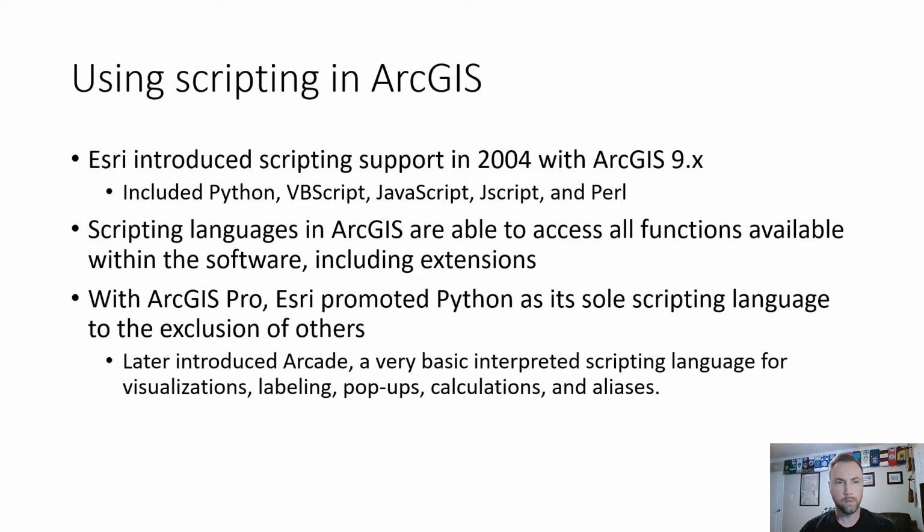So one other note there about ArcGIS Pro, just in the last few years, they've introduced what they call Arcade, which is sort of Esri's own. I kind of feel like Arcade is sort of an Esri customized version of Python, a very simplified version. And that may not be entirely accurate, but it's very, very stripped down, very simple, but also very, very easy to use scripting language.